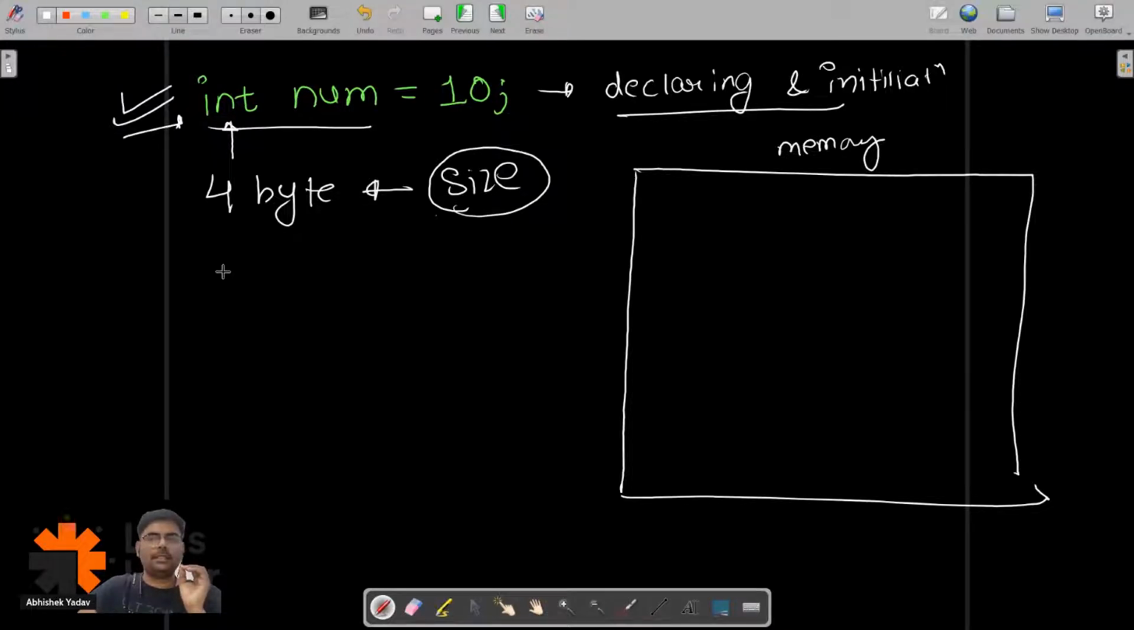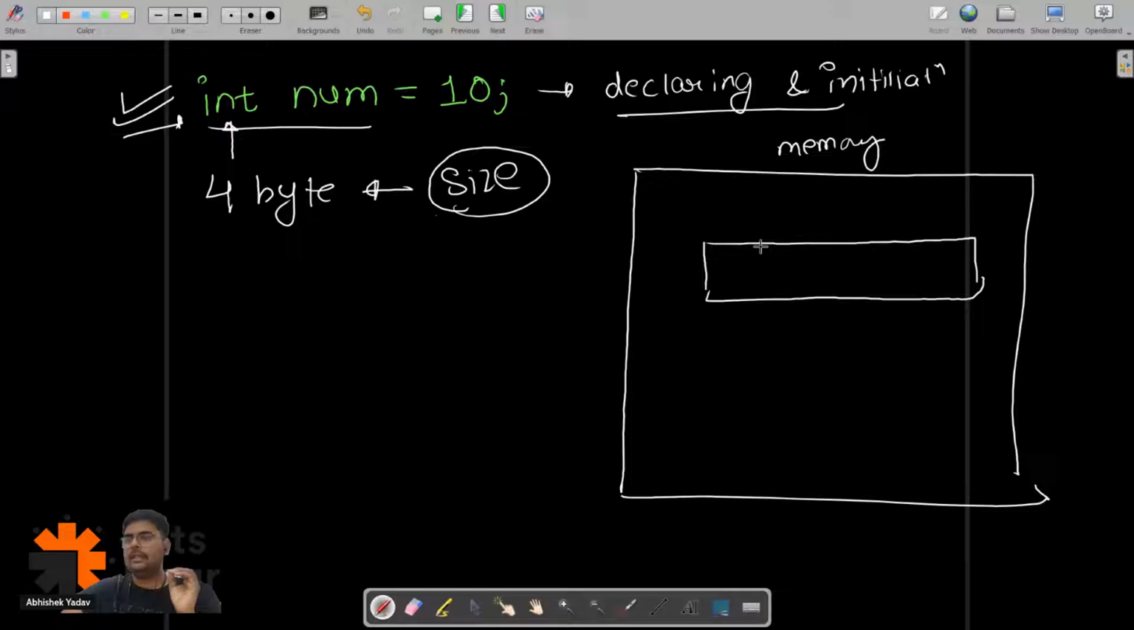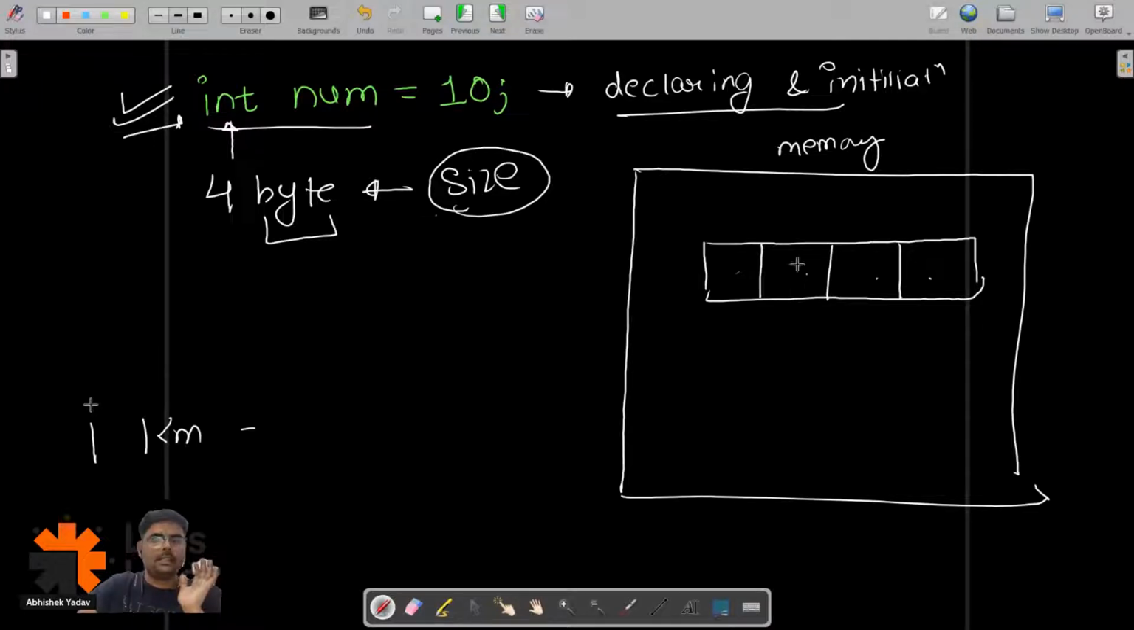The second information is what? Let's create this 4 bytes. This is my memory and I have 4 bytes, so 1, 2, 3, 4 bytes. And what is this byte? Byte is a unit of memory. Just as in order to measure distance you say 1 kilometer, and 1 kilometer is 1,000 meters, similarly in order to measure the size of the memory you say byte. 1 byte is equal to 8 bits.